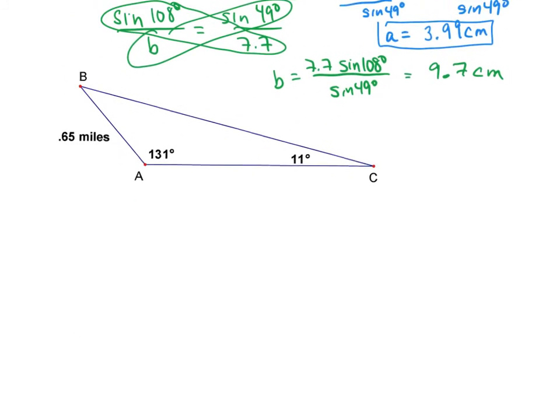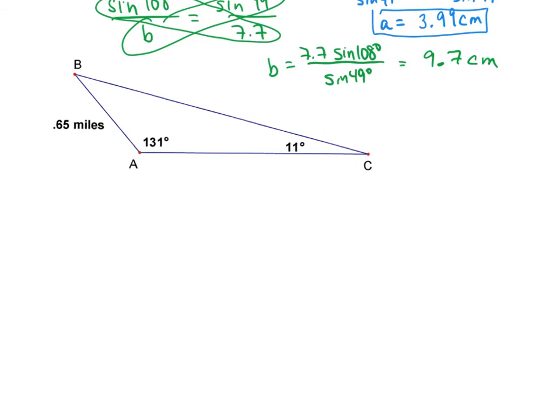All right, let's look at the second triangle here. Same idea. We have two angles and a side, so really the same thing. I would first start by trying to find my other angle. So my other angle in this case is angle B. So the measure of angle B is going to be 180 minus 131 minus 11, which is going to be 38 degrees. And then I'll just start setting up my ratios.